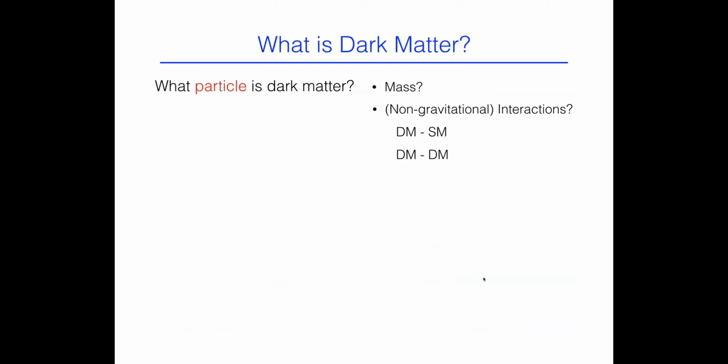And probably I can skip the introduction part of dark matter, but the point is what all of us are interested in is what particle is dark matter. And which actually can be identified by its mass or what kind of non-gravitational interactions they have. The non-gravitational interactions can be categorized as the interactions between the dark matter and the standard model sector or the dark matter sector themselves. Especially the non-gravitational interactions between dark matter and the standard model sector are really important in explaining the observed result of the relic abundance and also the observational results in terms of indirect detection or direct detection experiments.